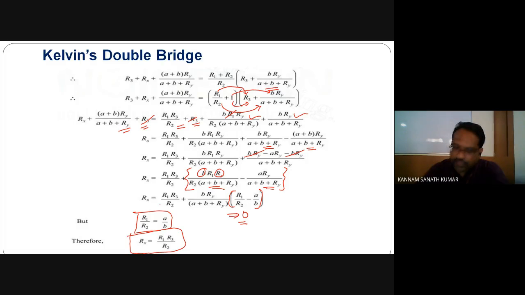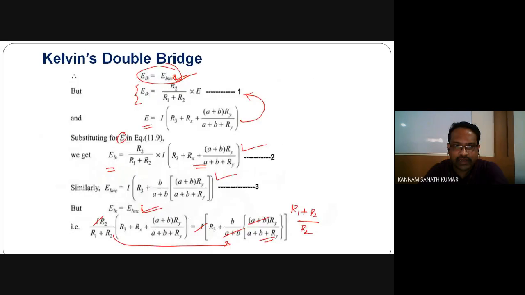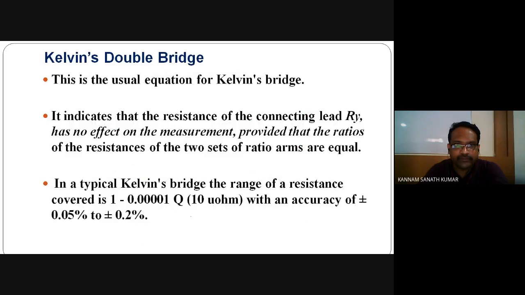Okay. So the unknown resistance is nowhere depending on the lead resistances. Okay. These resistance A and resistance B. Okay. So this is the usual equation for the Kelvin bridge. This indicates that whatever the lead resistance is there, Ry, has no effect on the measurement. Okay.